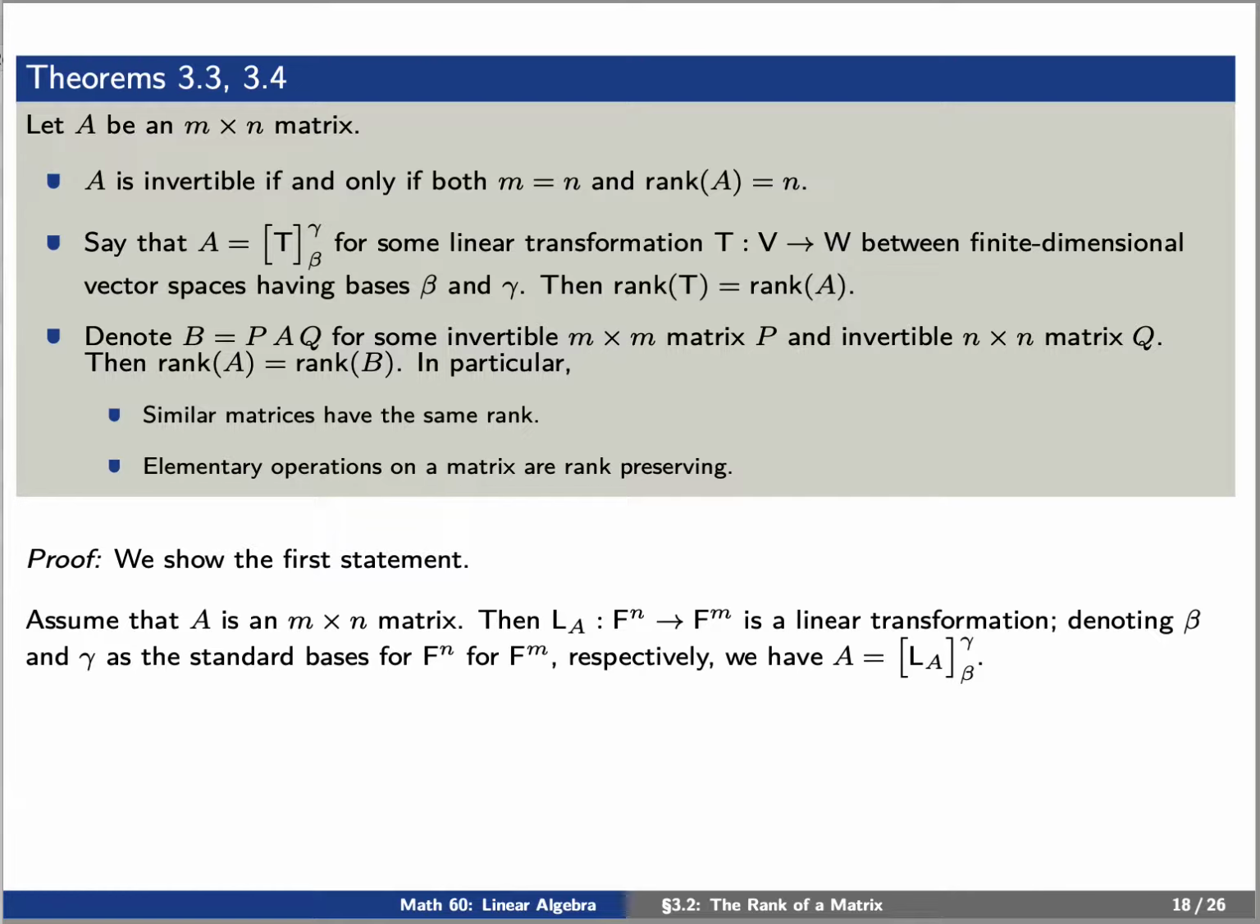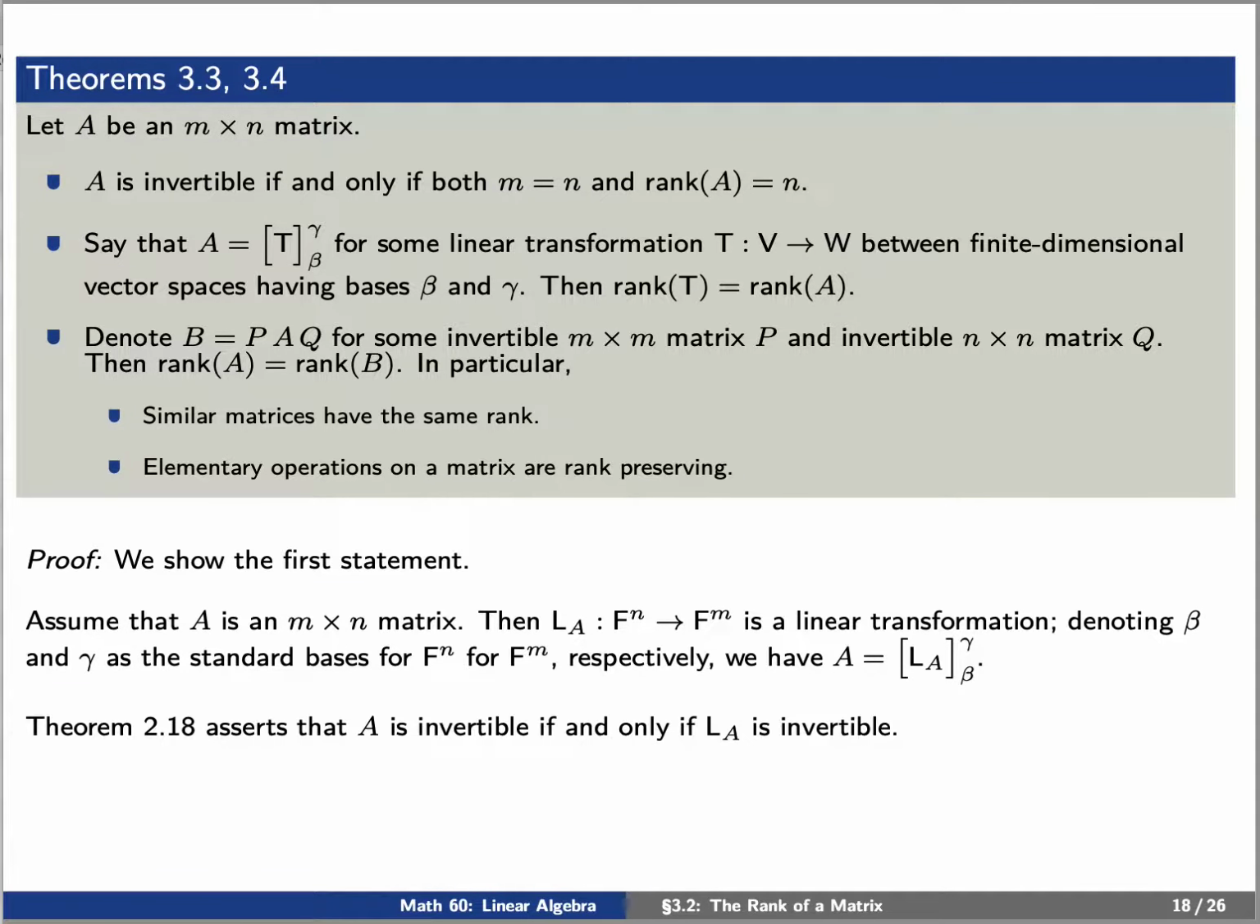Since A is an m by n matrix, our left multiplication transformation maps from Fn to Fm. If we denote beta and gamma as the standard bases for these two vector spaces, then recall, as we said before, the matrix representation of LA is just the matrix A. We saw before that A is invertible if and only if the left multiplication transformation is invertible.